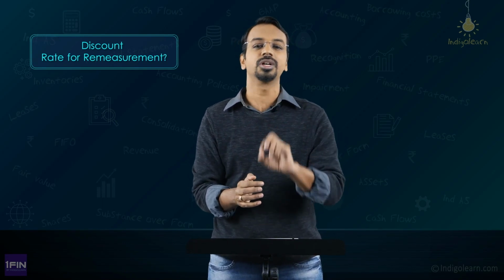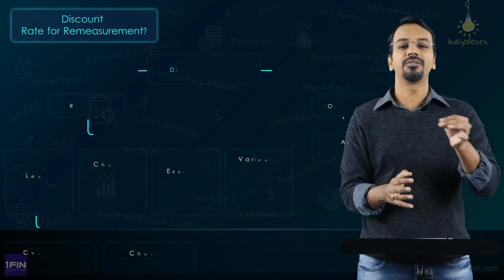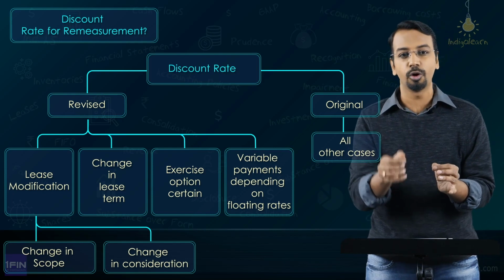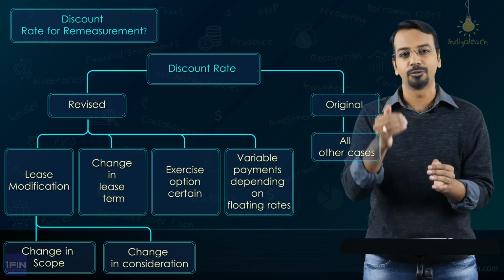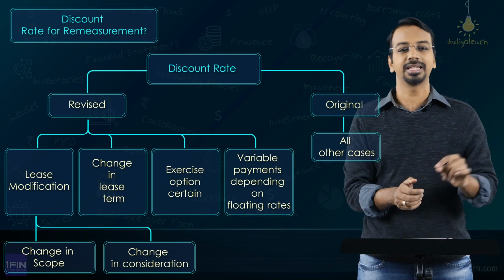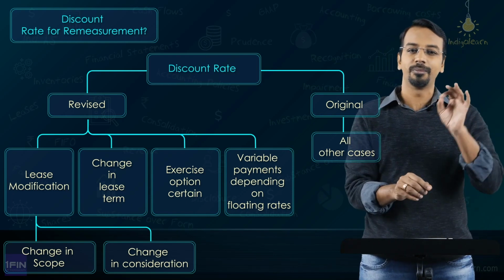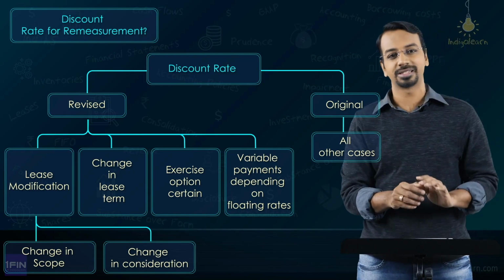When you are looking at the remeasurement, do we need to use the original discount rate or the revised discount rate? Now, when do we use the revised discount rate? First, if it is a lease modification, meaning there is either a change in scope or consideration which is not a part of original terms and conditions, then you will use the revised discount rate. So, whenever there is a lease modification, blindly you can use the revised discount rate.